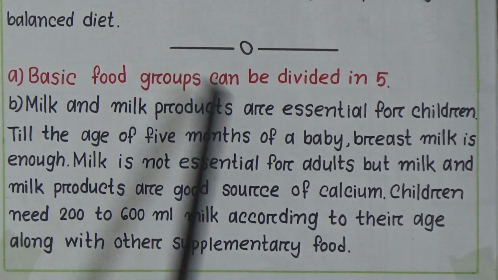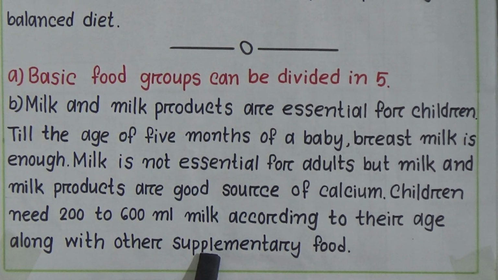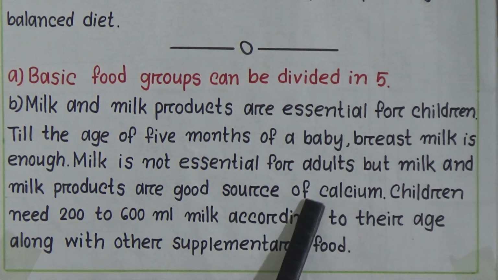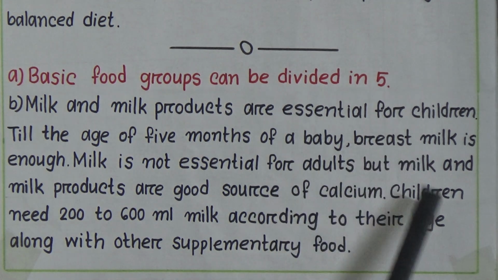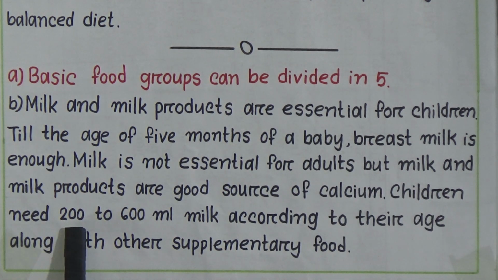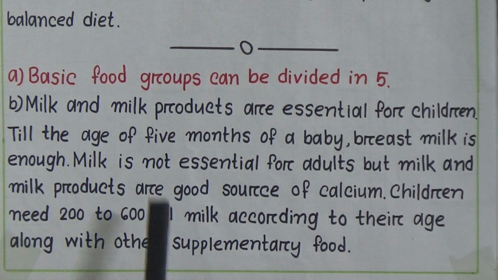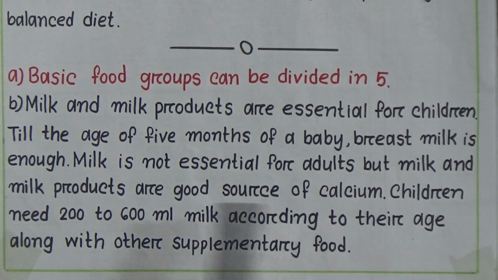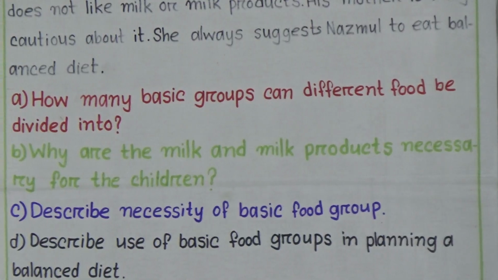So we know milk is an ideal food for children, but it is not so for adults. But milk and milk products are good source of calcium. So adults can take this type of products for getting calcium, and children need to take 200 to 600 ml milk according to their age, along with other supplementary food. Now come to number C.